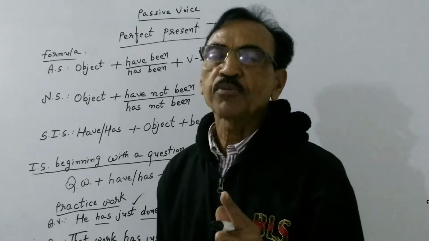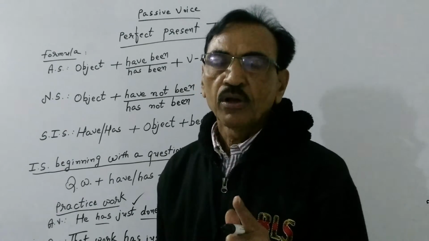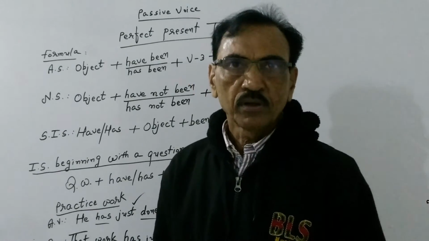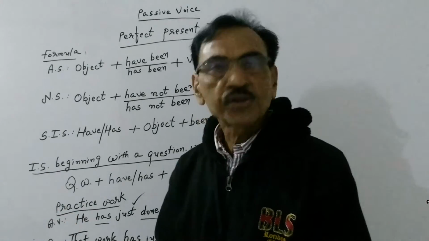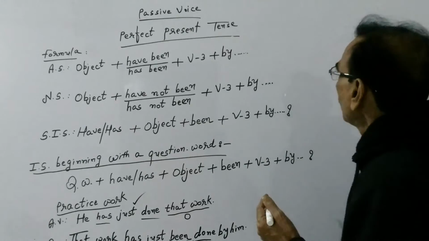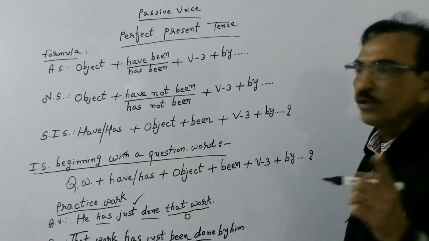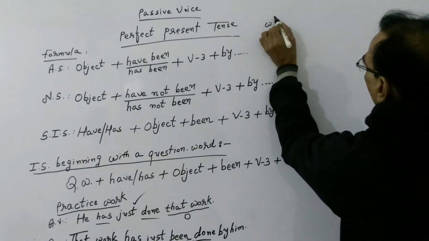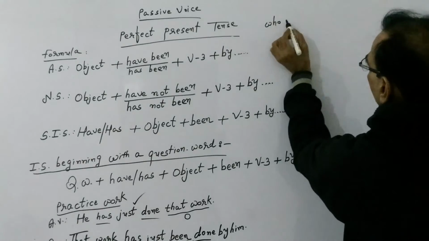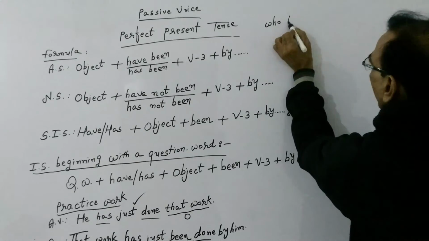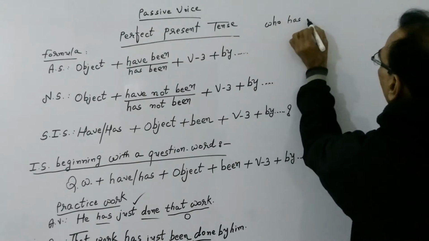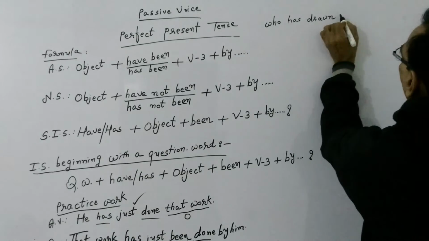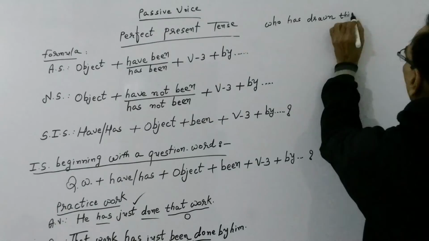while changing the sentence from active to passive, in all the tenses, we have to use the third form of the verb. All the other rules are the same. So now, friends, one more sentence for your practice. Just listen. Be careful while writing the sentence. Who has drawn this picture?